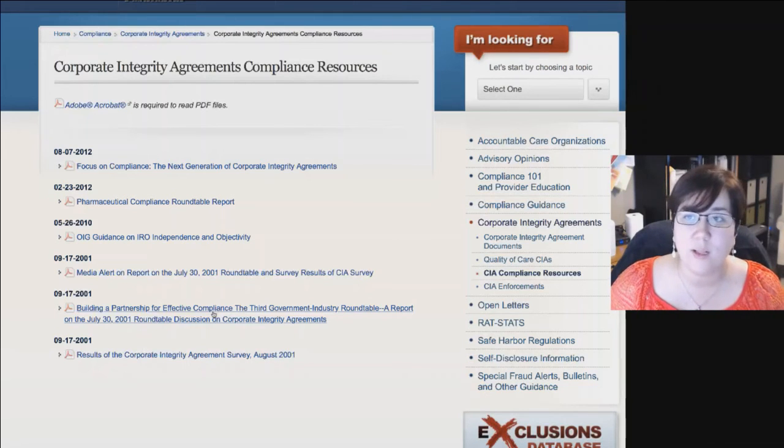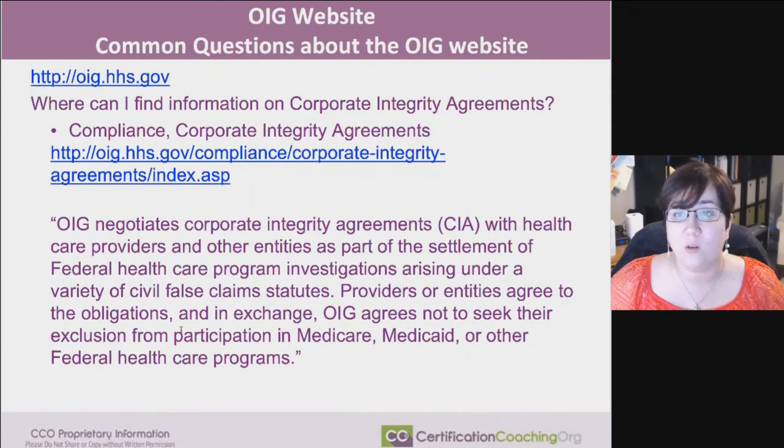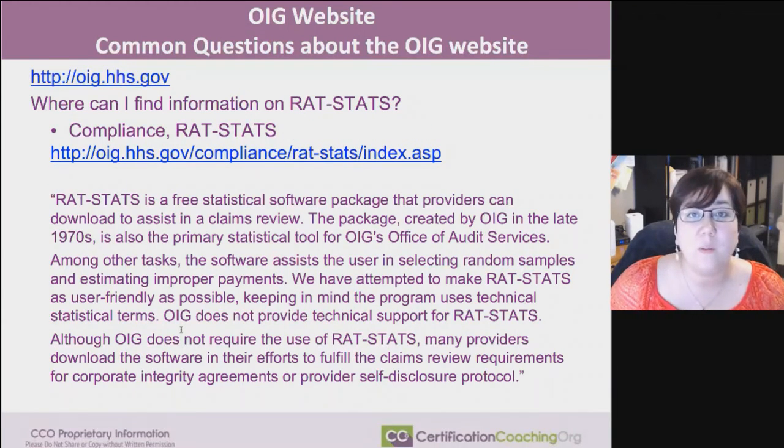So we want to avoid that if we can at all. Okay, so we've talked about the work plan, the exclusions database, compliance guidance, and corporate integrity agreements. The last area that I want to touch on is RAT stats.